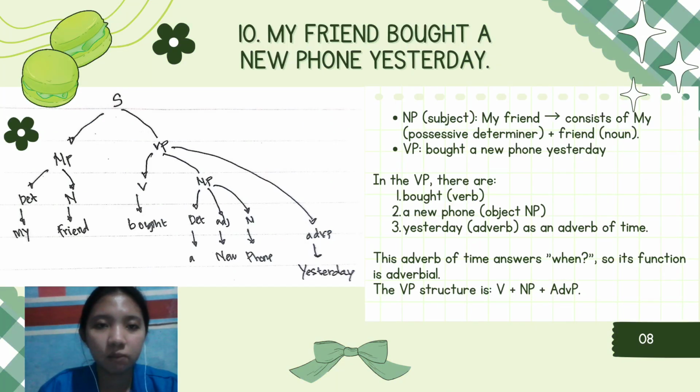10. My friend bought a new phone yesterday. NP subject is my friend, as it consists of my, a possessive determiner, plus friend as a noun. VP, bought a new phone yesterday. In the VP, there are: 1. Bought as a verb, 2. A new phone as an object NP, 3. Yesterday as an adverb of time. This adverb of time answers when, so its function is adverbial.